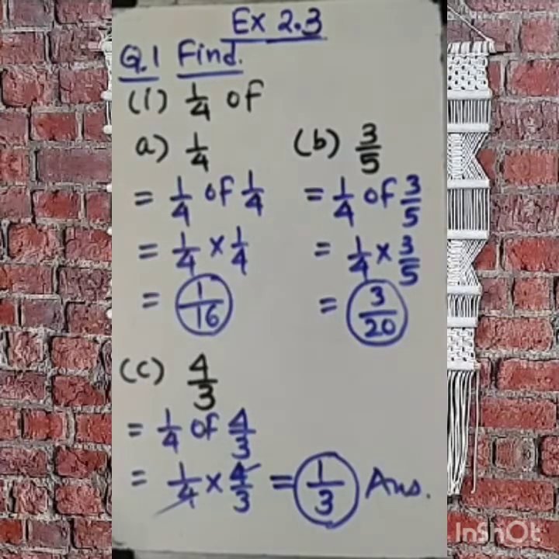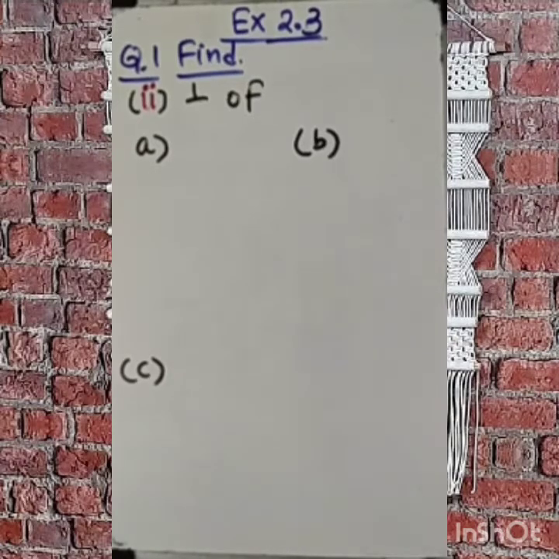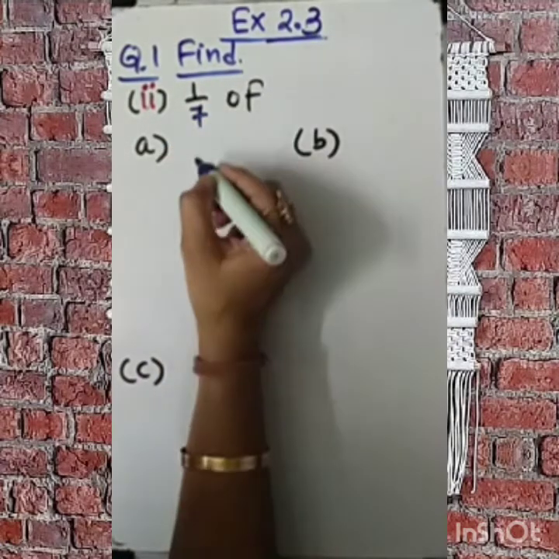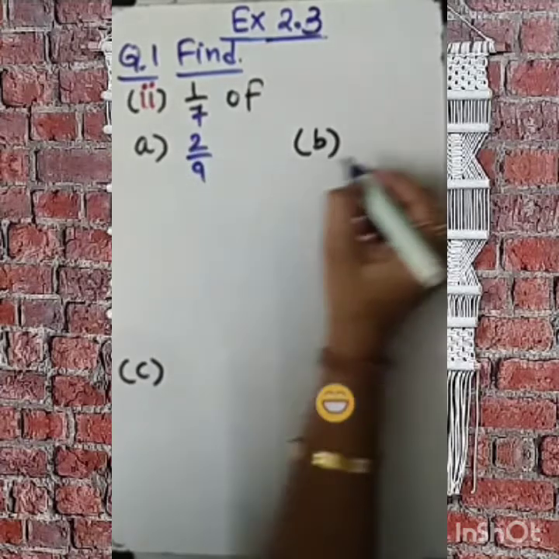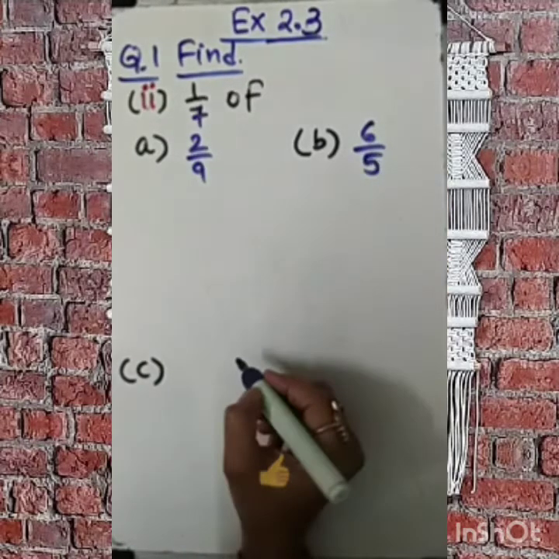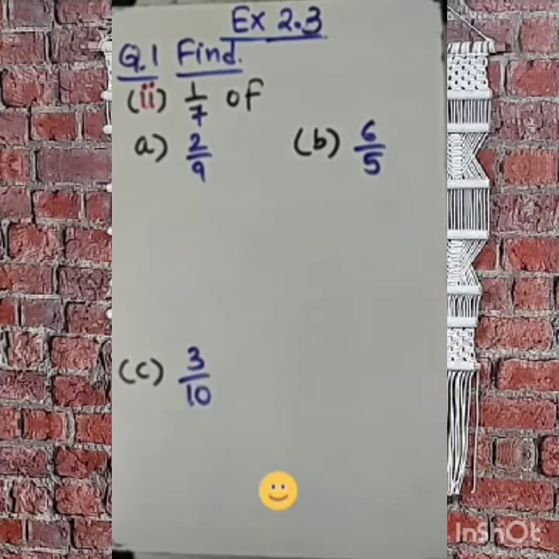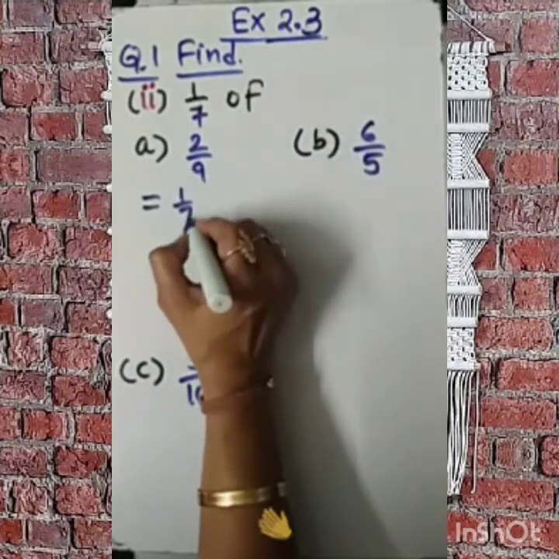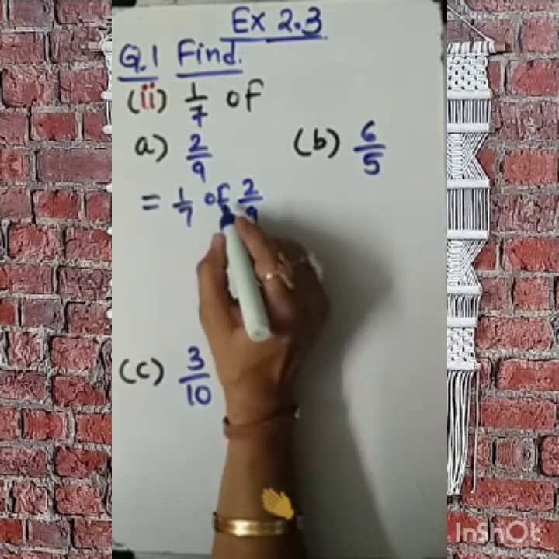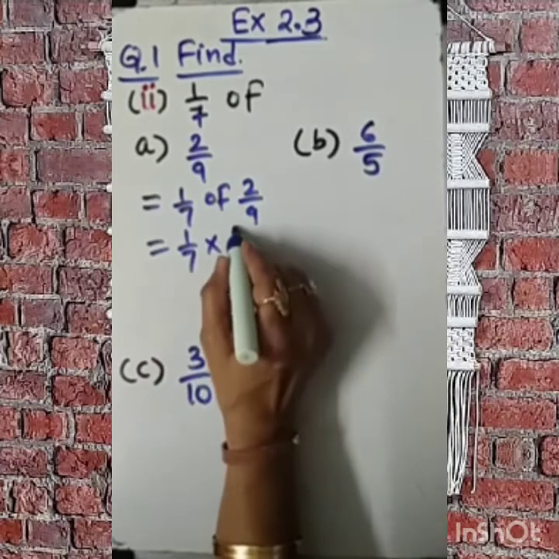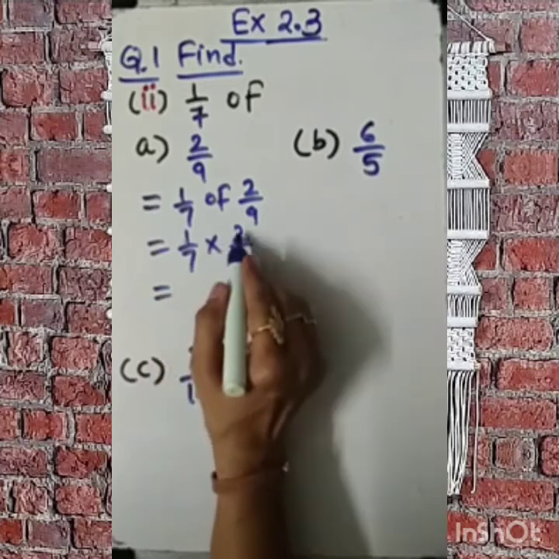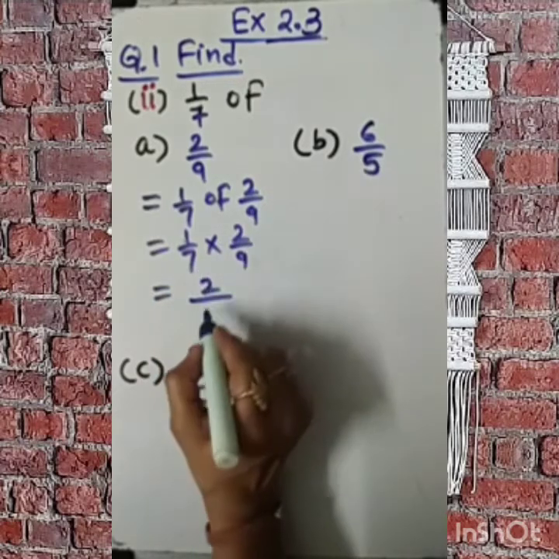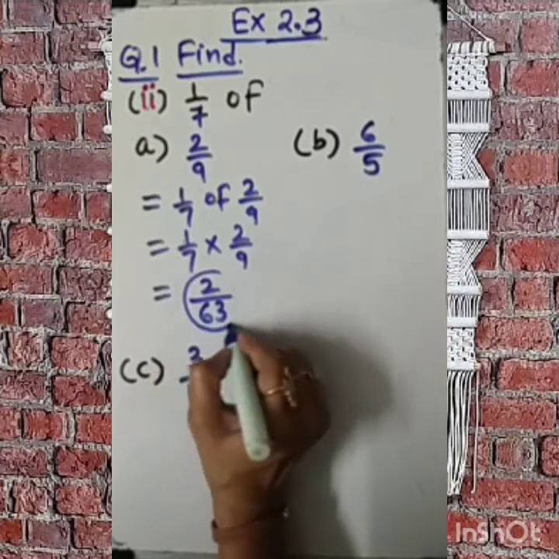Now the same procedure we are going to apply for the second one. Right? So the second part is 1 by 7 of first number 2 by 9, second 6 by 5, and third 3 by 10. Let's try to solve one by one. So please start writing 1 by 7 of 2 by 9. As I have to remove 'of', I need to write multiplication here. So in numerator 1 into 2, 2, 7 9 ja 63. 2 by 63 is the answer.